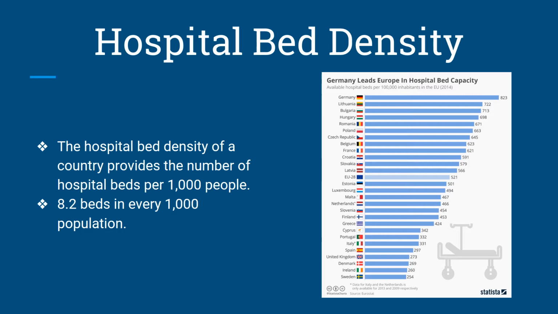Hospital bed density. The hospital bed density provides the number of hospital beds per 1,000 people. There are 8.2 beds in every 1,000 population as of 2011. The graph on the right shows that Germany is leading Europe in hospital bed capacity. Although this graph depicts hospital beds per 100,000 inhabitants, meaning Germany would have about 820.